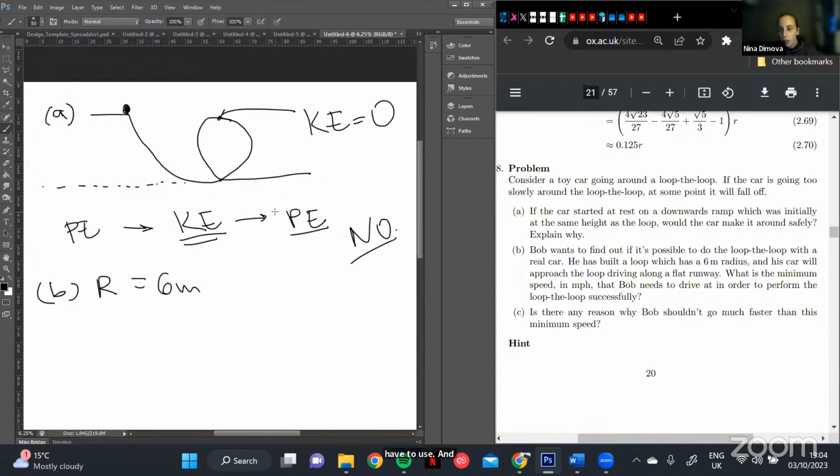And his car will approach the loop driving along a flat runway. So in this case, we don't have the initial ramp. We just have a flat runway, the loop, and then flat again. So the car starts here.